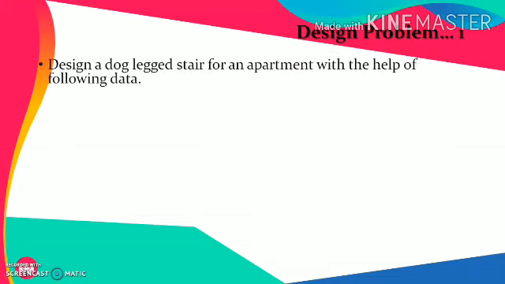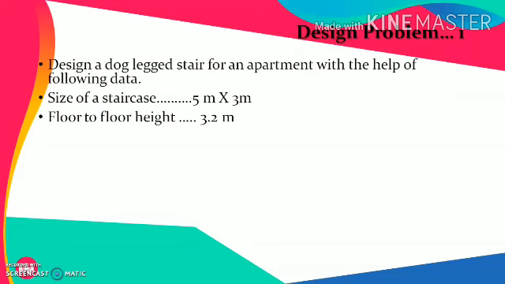Now let's start designing. We'll start with our problem number 1, in which we need to design a dog-legged stair for an apartment with the help of given data. The size of staircase is 5 meter by 3 meter, while floor to floor height is 3.2 meter. So let's start solving this problem.